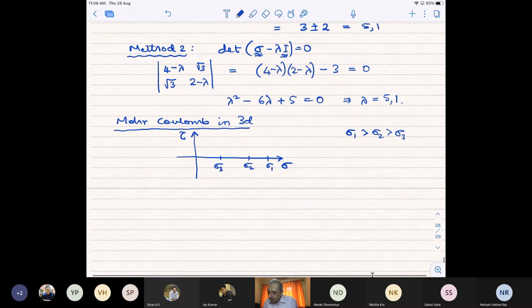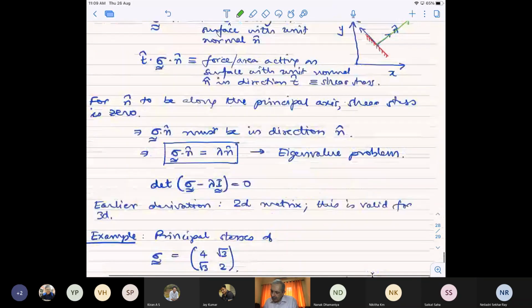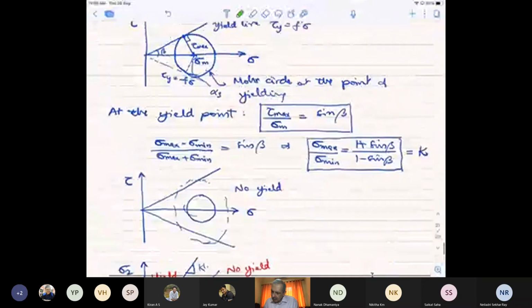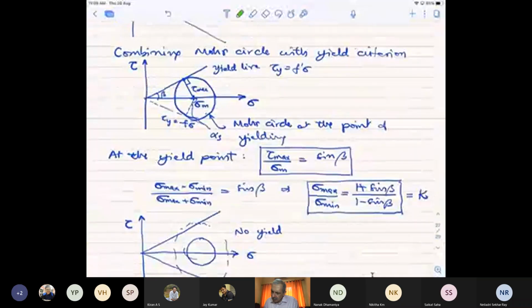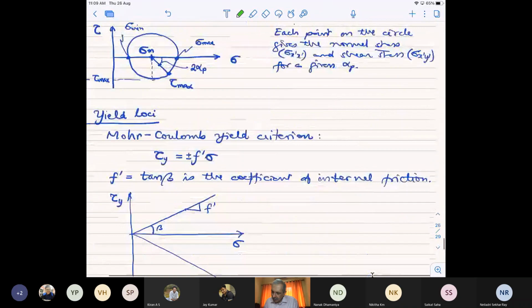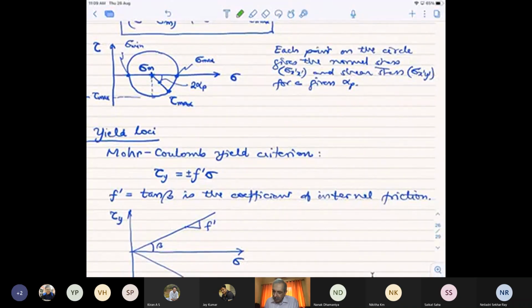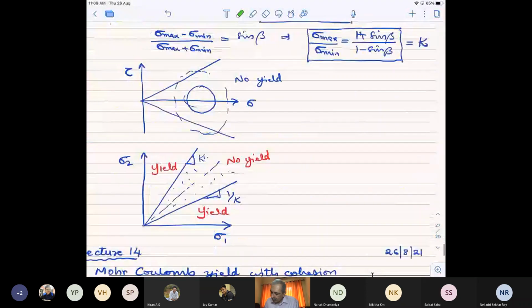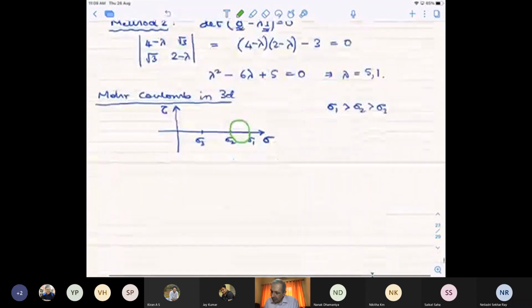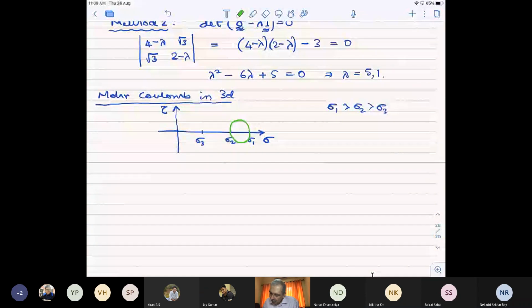So if we consider sigma 1 and sigma 2, this will be sigma max, this will be sigma min, and I can draw a circle that goes through this, right? Like how we had done here. So this is sigma max, sigma min, and the center is sigma mean. So when I'm dealing with just sigma 1 and sigma 2, I have a center over here, which is sigma 1 plus sigma 2 divided by 2.